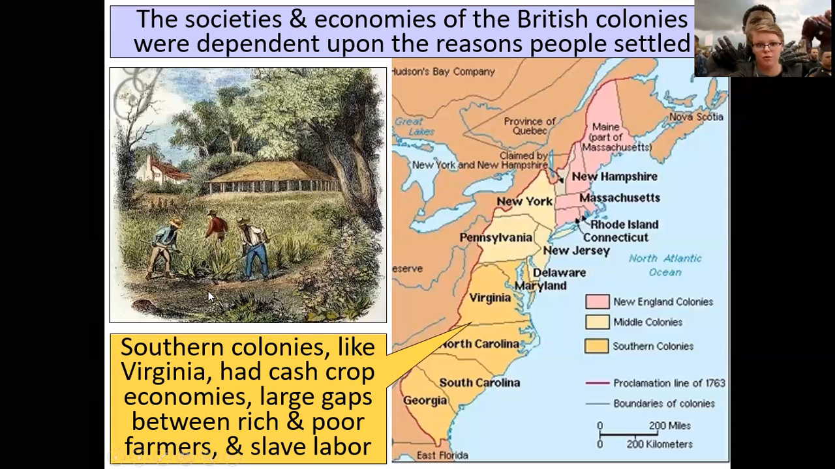And then you have very poor farmers who really just do a little bit of subsistence farming for themselves and make money off of cash crops, who might have had two or three slaves that worked alongside the farmers. And you did have slave labor. Most slaves for the Americas came to the southern colonies.